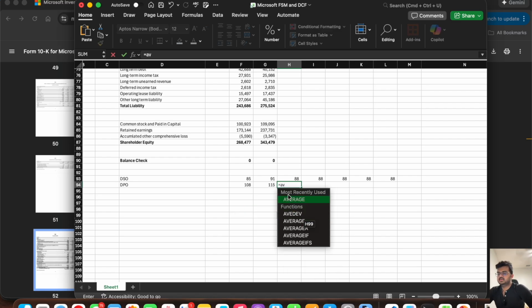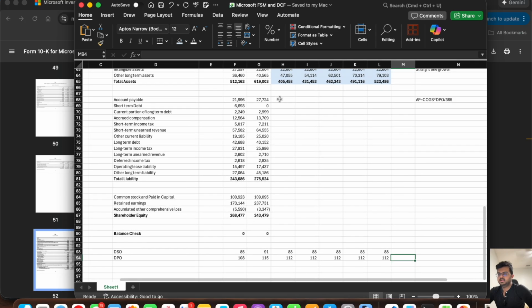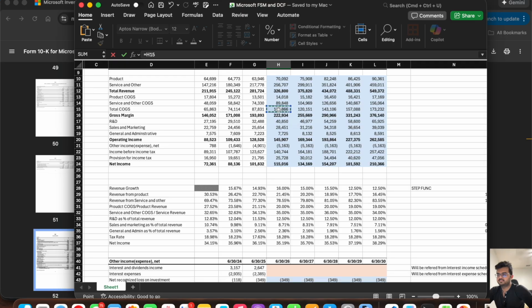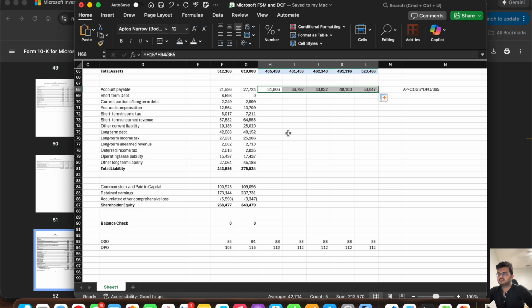So now we will take the average of these two and assume this number will be the same for the next 5 years. With this, let's go back and calculate the accounts payable number. Accounts payable is the COGS, which is this number, times the DPO, divided by 365. So let's project it.